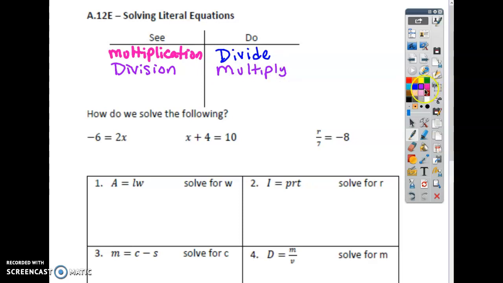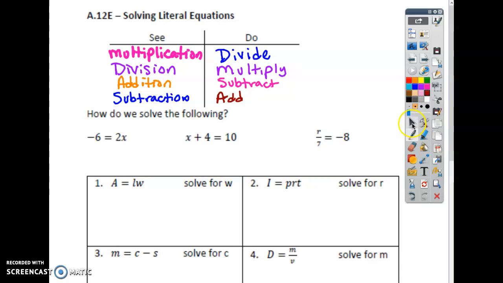Okay, what about when you see addition? What do I want you to do? Subtract. I want you to subtract. Okay, and what if you see subtraction? Yes, I'm going to want you to add. Okay, and this is what we've been doing when we're solving. We're doing the opposite. Okay, that's called inverse operations. So we're doing the opposite.